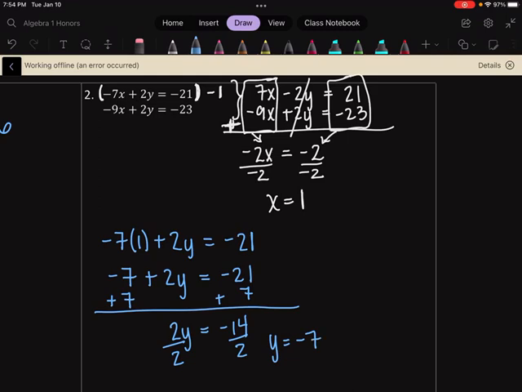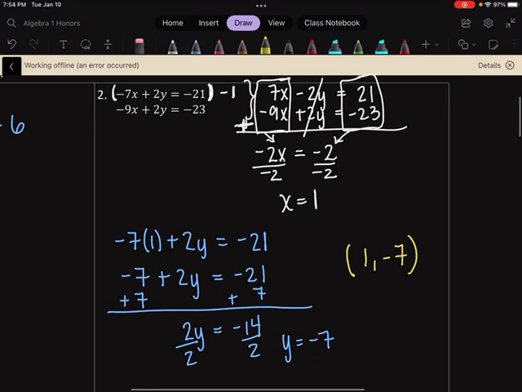I almost swear I had whole numbers. 1, negative 7 would be our final solution. All right, negative 21 plus 7 is negative 14. Okay. All right. Excellent.